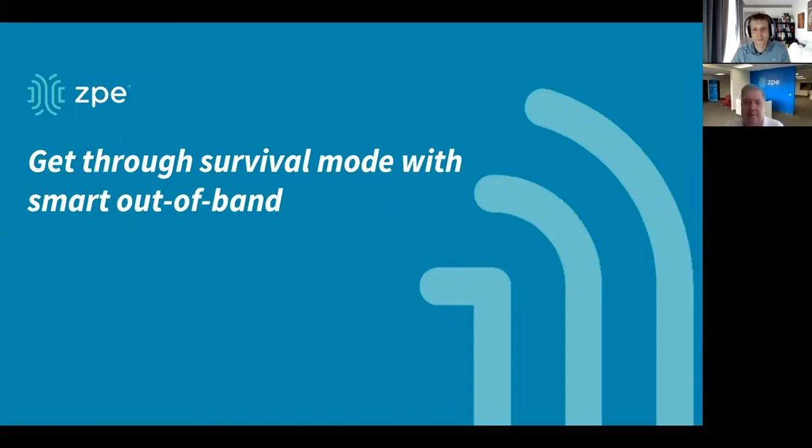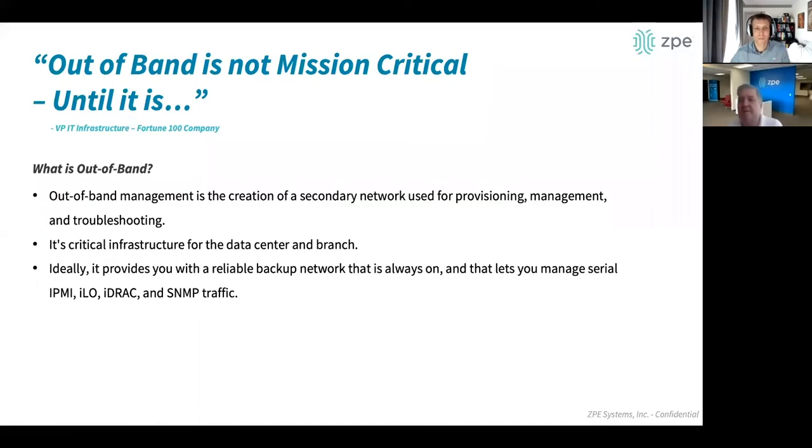Good afternoon. So today we're going to talk about getting through what we're going through today and how out-of-band can help. So why don't we start with what out-of-band is?